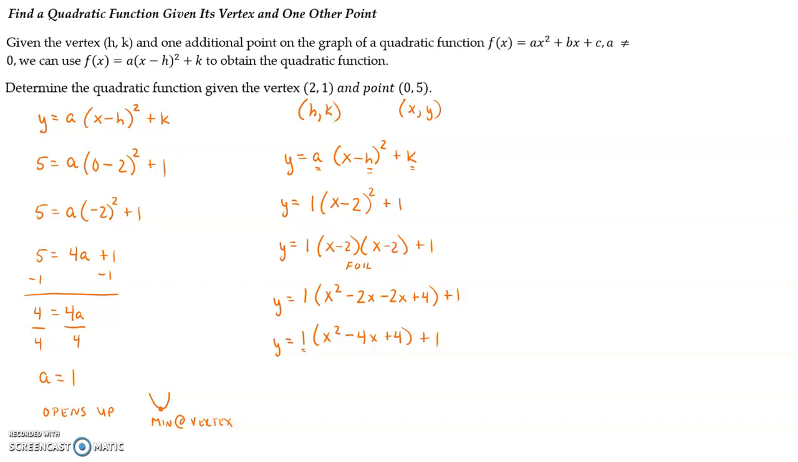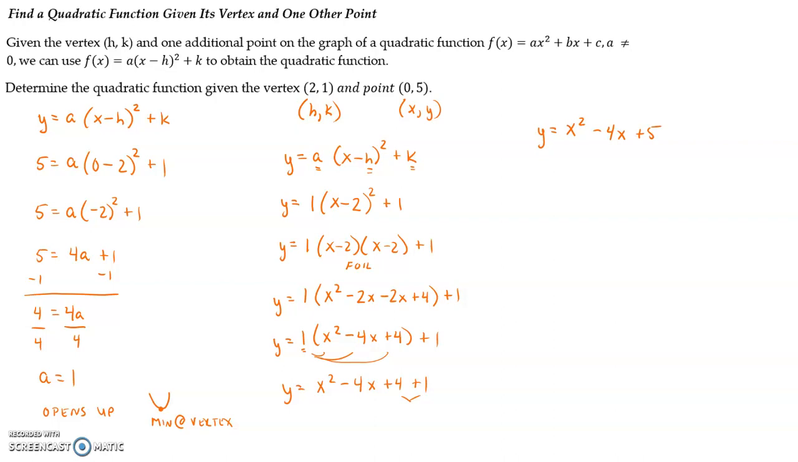Now, we got lucky because we have this 1 out in front. If it was any other number, we'd have to distribute that number all the way through those sets of parentheses right there. Obviously, if we multiply it by 1, we're just going to get that set of parentheses right back. So we've got x squared minus 4x plus 4 after we distribute that 1 through, and then we still have that plus 1 at the end. So we have some like terms here that we can combine. So our final answer for our quadratic function is going to be y equals x squared minus 4x plus 5.